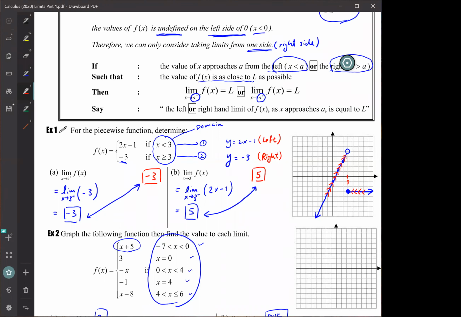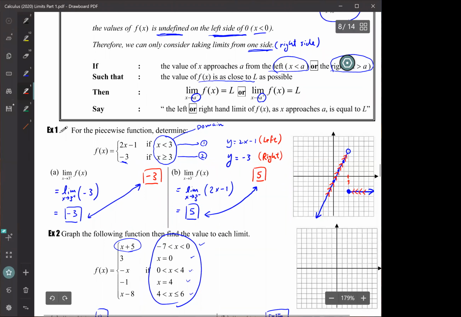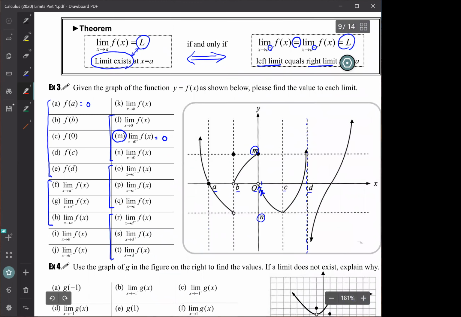And then for the left side, you are going upwards, right? So it's getting closer to 5. So the answer is 5. Make sense? Cool? You need to understand number 1, then all the other graphs are similar. So let's look at another example, okay?